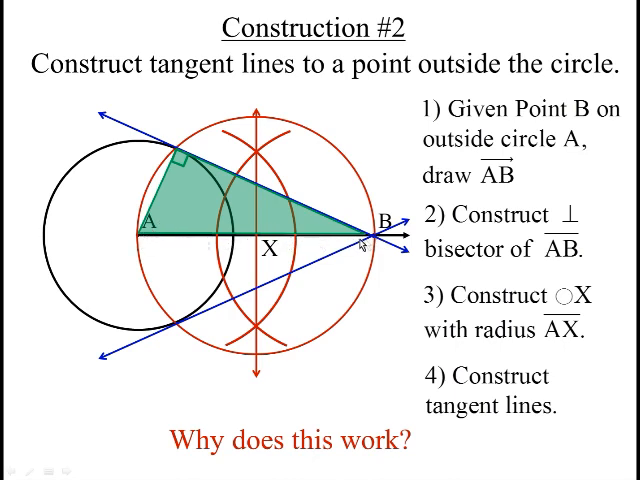And since AB is the diameter of this circle, we know that this angle here has to be half of 180 degrees, half of this arc AB, the major arc here, so it has to be 90 degrees. And because this line is now perpendicular to the tangent line, and this line is a radius, we know that this has to be the tangent line.